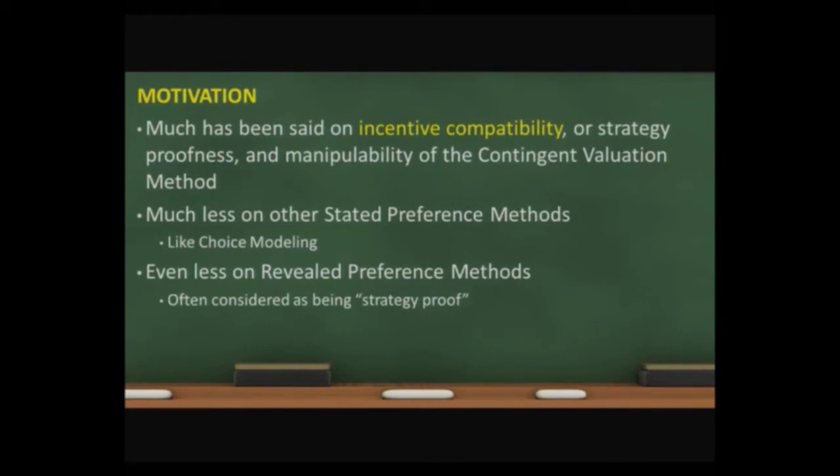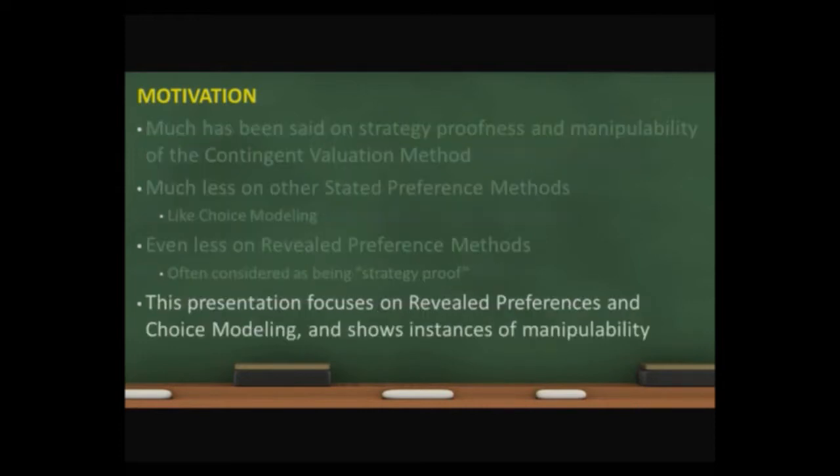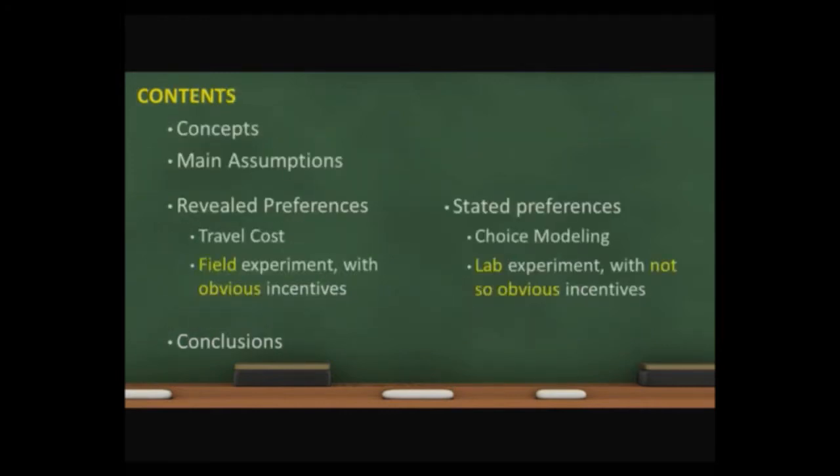The other area with not much research on incentive compatibility is other stated preference instruments like choice modeling. I'll try to show that those are also manipulable and subject to study. So the presentation will focus on these two, revealed preference and choice modeling. I'll go first through some concepts and assumptions, and then quickly go to the revealed preference area, and then I move to the stated preference area.